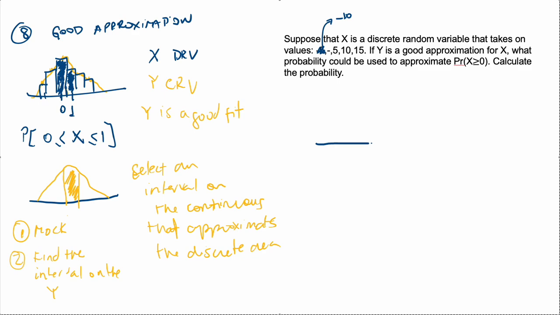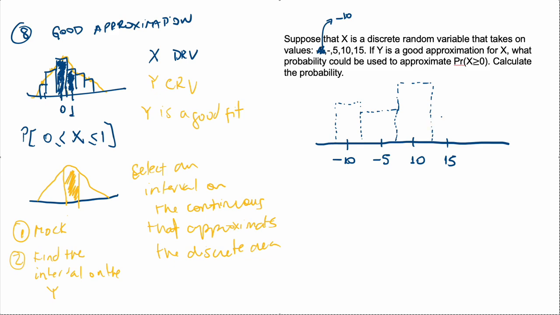So let's find the interval first. I'm going to draw the mock histogram. I was told that my variable could assume -10, -5, 10, and 15, right? So if I had a histogram, I don't, I'm just drawing a mock histogram. But if I had, my histogram would be something like this. I would have my bins centered in the numbers, and they would be touching each other, right? This would be, for example, a mock histogram.